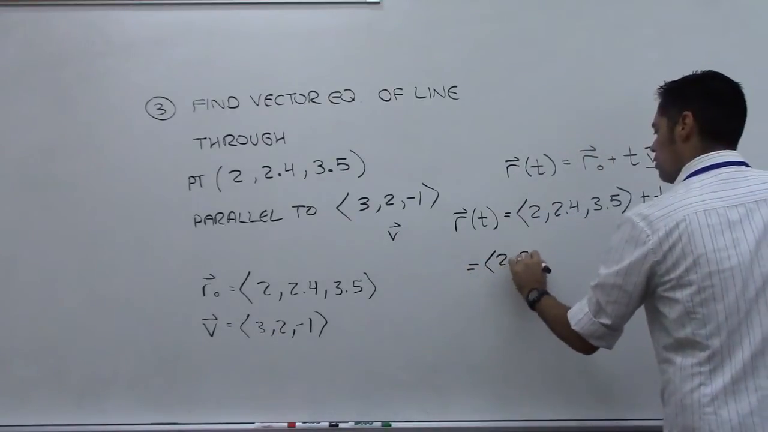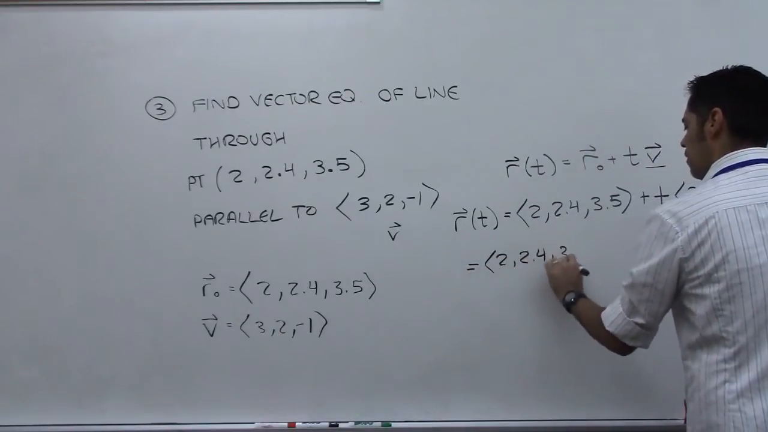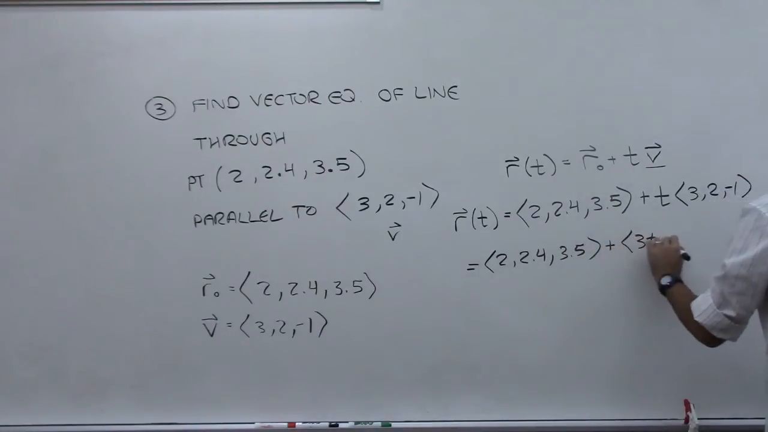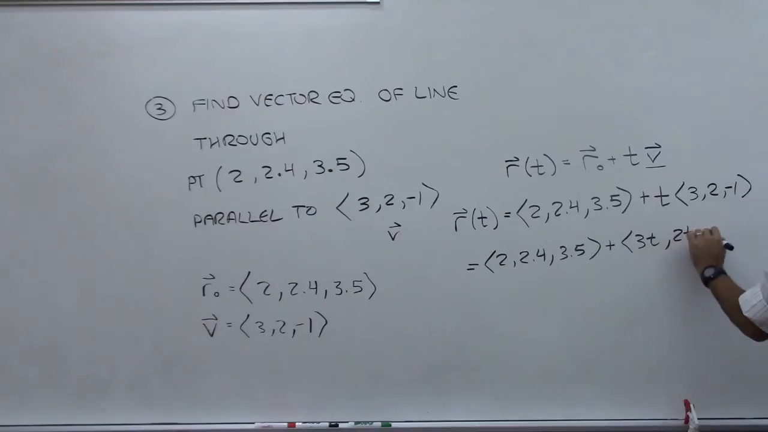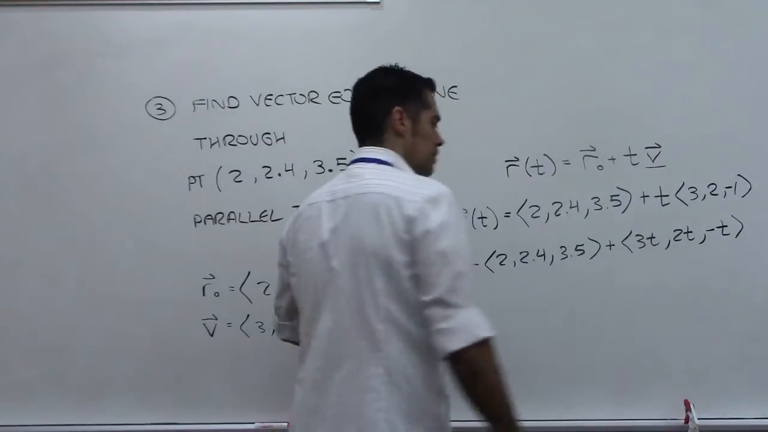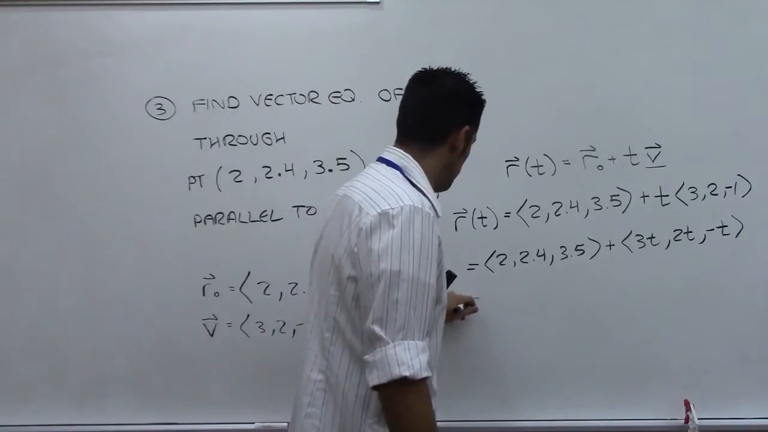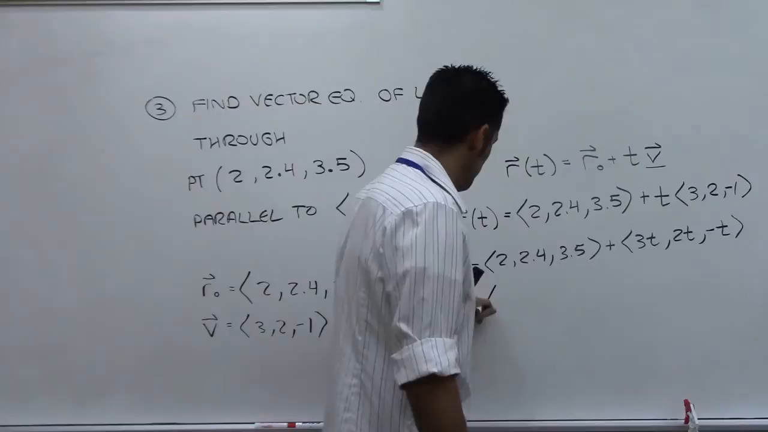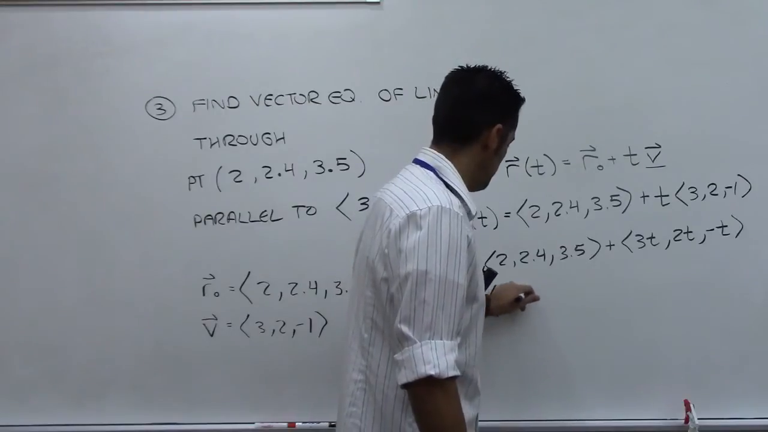So 2, 4, 3.5 plus 3t, 2t, negative t. And then I'll add these two vectors together. So when we add two vectors, we just add their components. So 2 plus 3t gives me 2 plus 3t.